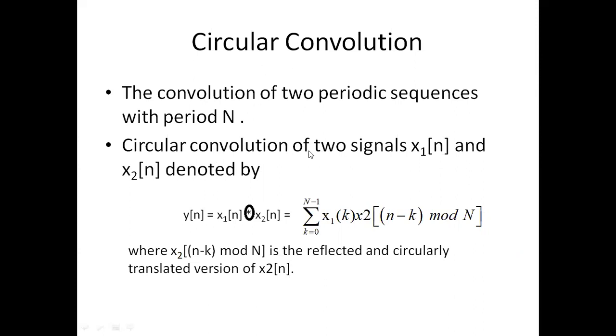The circular convolution of two data sequences x1 of n and x2 of n is denoted by y of n is equal to summation k is equal to 0 to n minus 1 x1 of k x2 of n minus k mod n. This x2 of n minus k mod n is the reflected and circularly translated version of x2 of n. The circular convolution uses the mathematical operation to calculate the system output by considering that the support of the signal is periodic.